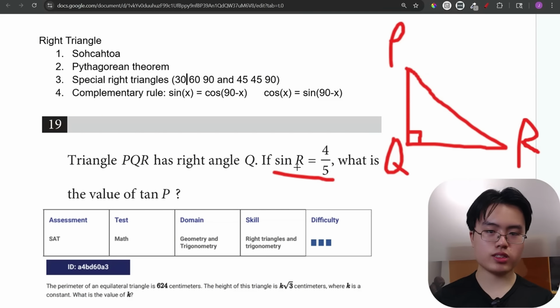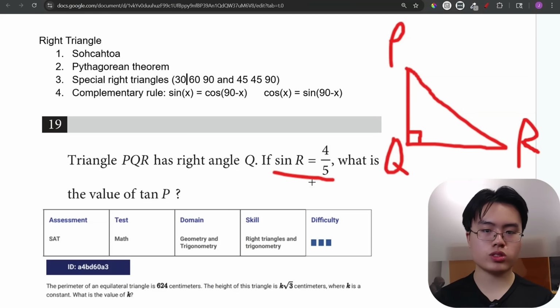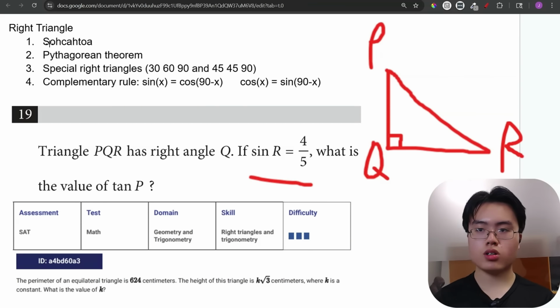By the way, if you see trig, this is a dead giveaway that it's a right triangle, because they don't use trig unless it is a right triangle. You won't see a trig question involving triangles that aren't right triangles. So sine of r equals 4/5. If we use SOH CAH TOA, so SOH, sine equals opposite over hypotenuse.